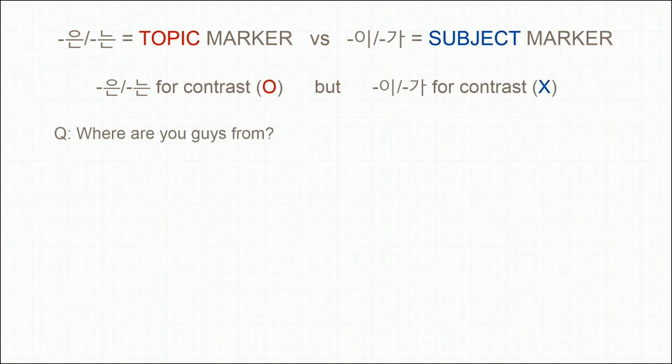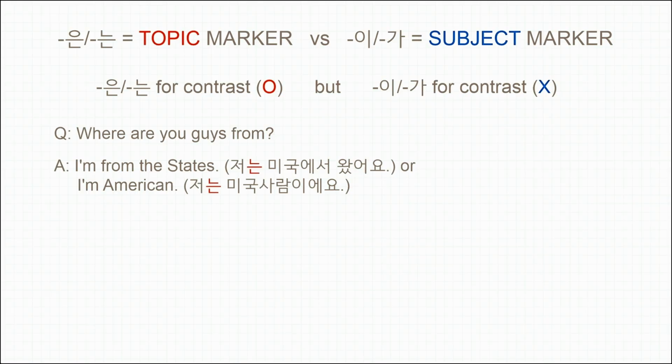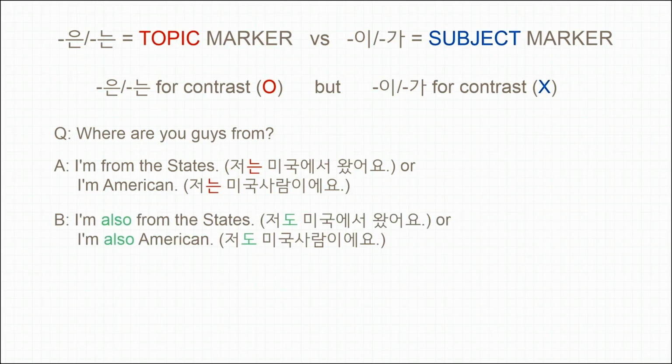Now I'm asking where they are from. Person A replies, I'm from the States. 저는 미국에서 왔어요. Or, I'm American. 저는 미국 사람이에요. Person B replies, I'm also from the States. 저도 미국에서 왔어요. Or, I'm also American. 저도 미국 사람이에요. Here, 도 is another auxiliary particle, which means also.